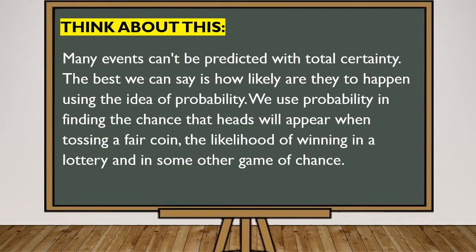So the best way we can say is how likely they are to happen, using the idea of probability. The idea of probability is very helpful when determining what is likely to happen. For example, when you join a contest and there are only 5 of you who joined, what is the probability that you will win? So there are a lot of situations where we can use the idea of probability.